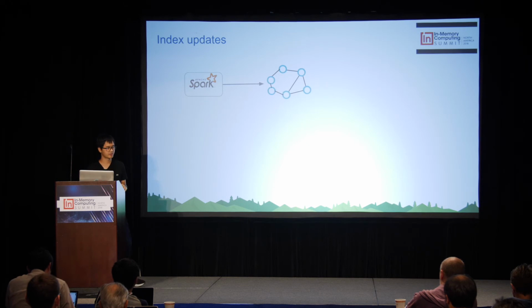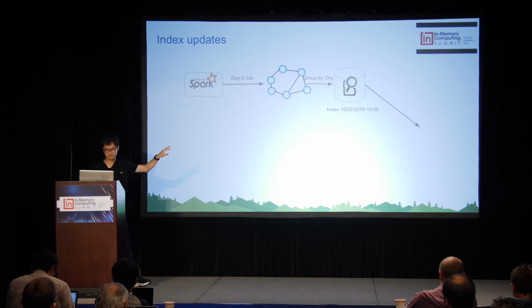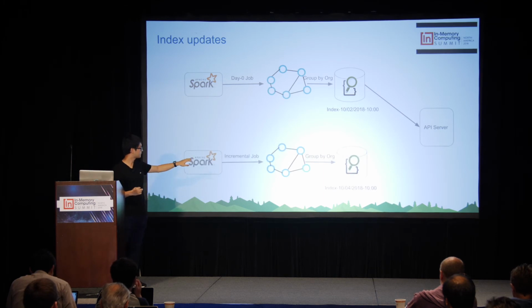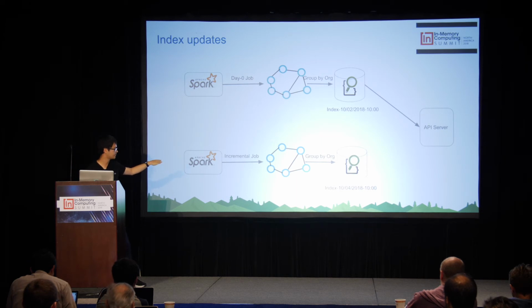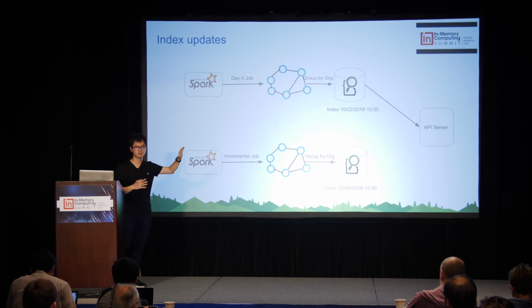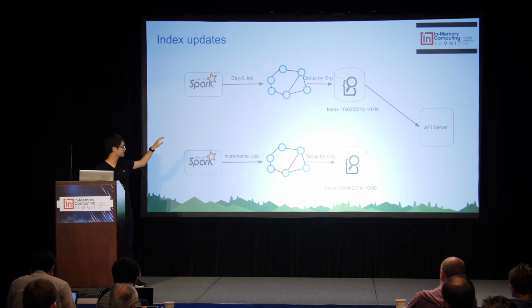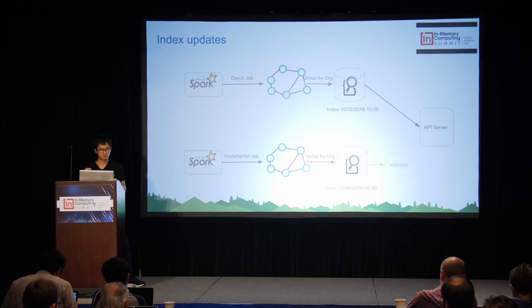So here is the diagram. For day 0 jobs, it runs the graph, generates the indexing, and pushes it to our API server. For the incremental jobs, it runs the same flow but reads only incremental activities. It doesn't write into the existing index. Instead, it writes into a completely new index, and it runs the validation jobs, which check: is the indexing complete? Am I missing any data?